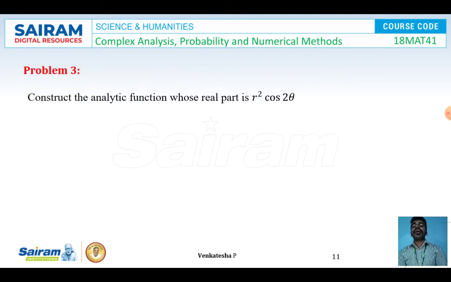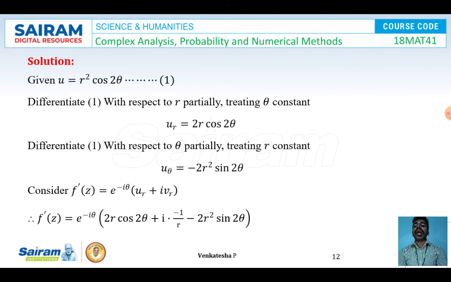Problem number 3. Construct the analytic function whose real part is given by r² cos 2θ. Since the problem gives the real part and it is a function of r, θ, take the equation as equation number 1, that is u = r² cos 2θ. Now I'll be differentiating equation 1 with respect to r partially, treating θ constant. So I will get ∂u/∂r = 2r, keeping cos 2θ as it is.